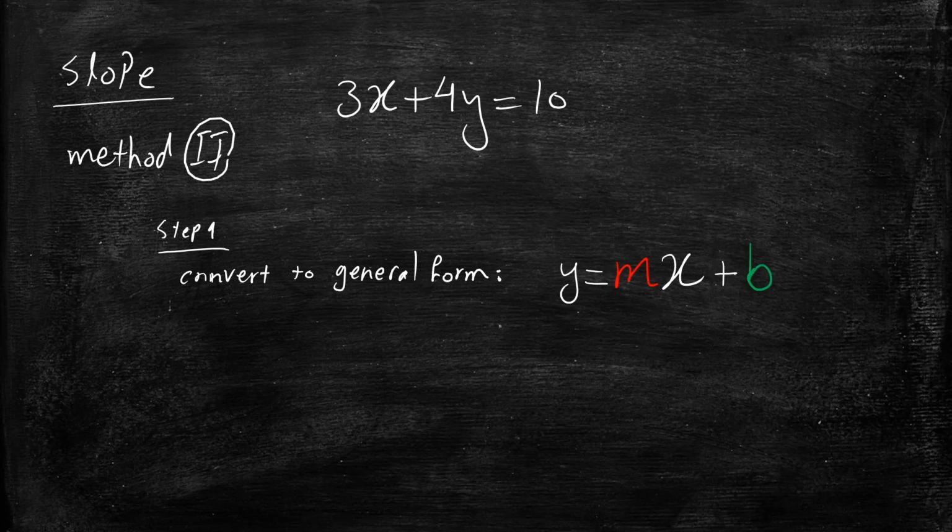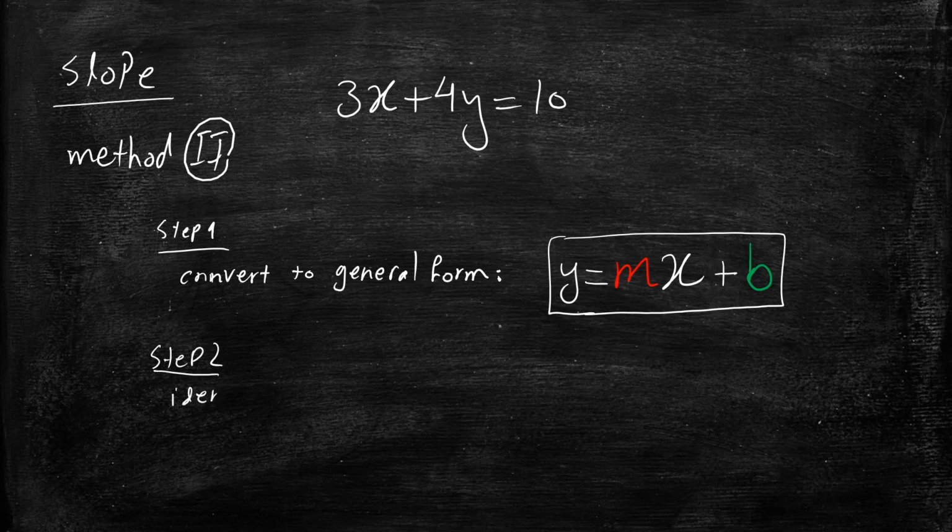And once you convert it into this general form, step 2, which is very easy, identify the slope. What is the slope? It is this m. m is multiplied by x. So the factor that is multiplied by x when the linear equation is converted into this format is the slope. That's it. b is just a number.